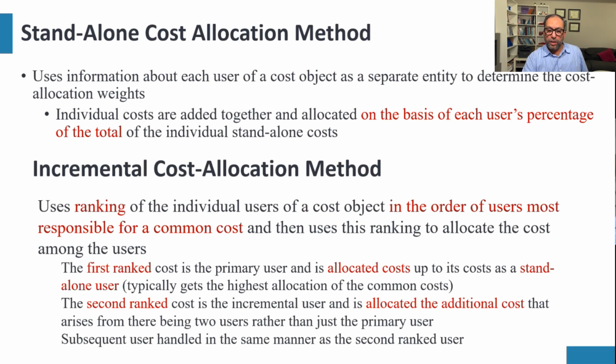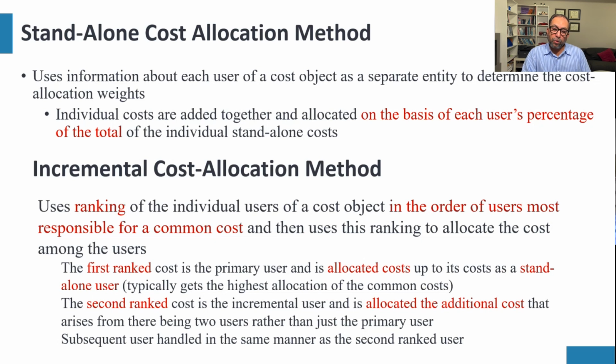The standalone method means that we divide according to the proportion, and the incremental method means that if there is one activity, one cost element, we have to distribute it among the two. So one method is that we divide it according to the proportion.